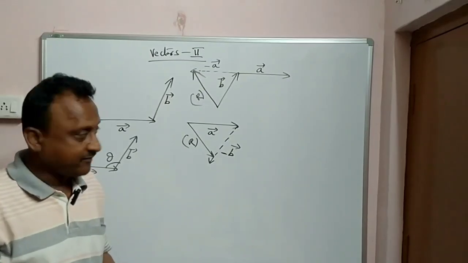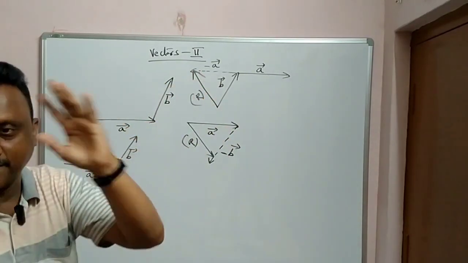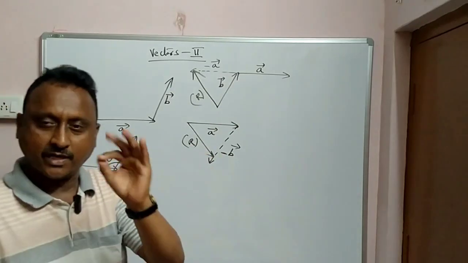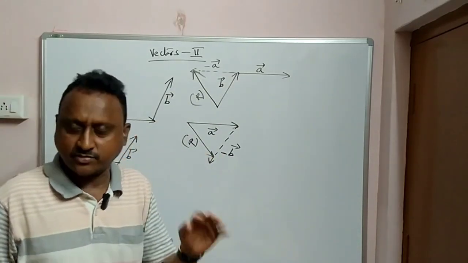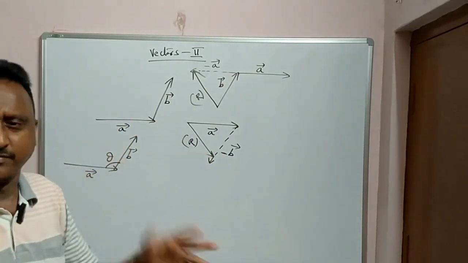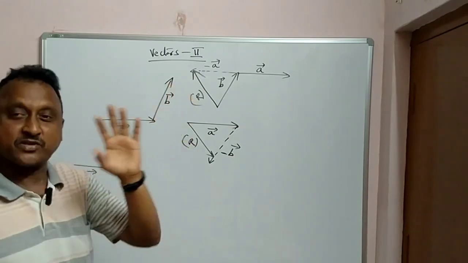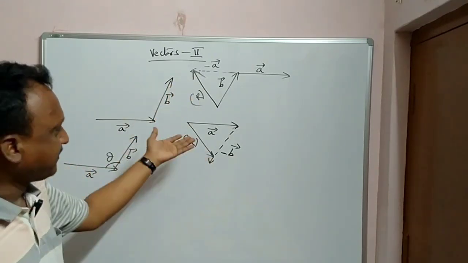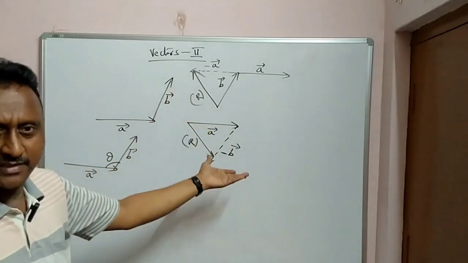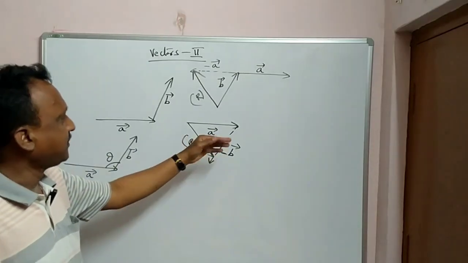Okay, then in the vector part 2, actually what happened is, due to overlook, I forgot to tell a small point. That will be the last topic in vector part 2 and also in vectors. That is subtraction of vectors. Actually I forgot that one. So I am telling in the last part of this vectors part 2. Okay, please make a note here.